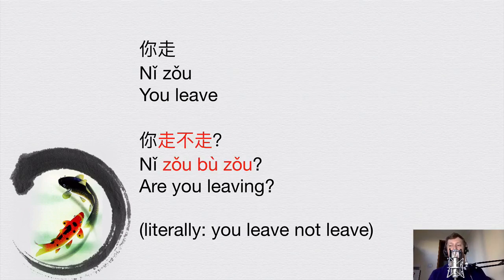So here are some examples of how this works in practice. 你走 would mean you leave. 你 means you. 走 means go, walk, or leave. So 你走不走 would mean are you leaving? 你 you, 走 leave, 不走 not leave. You leave, not leave. Are you leaving?